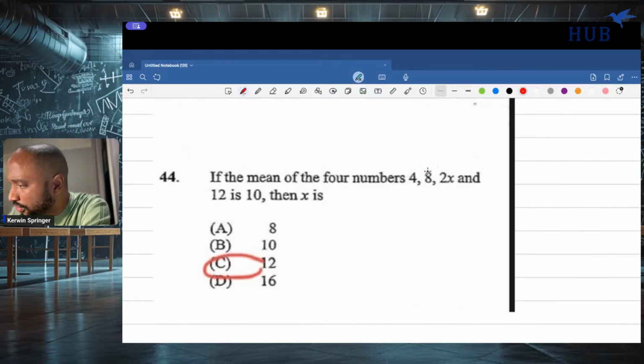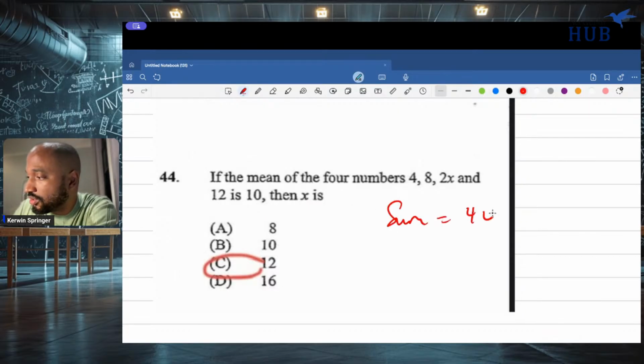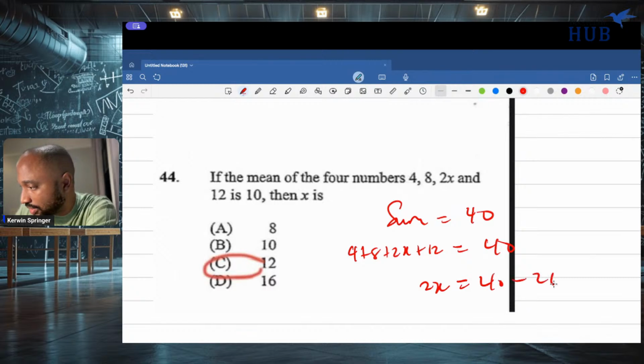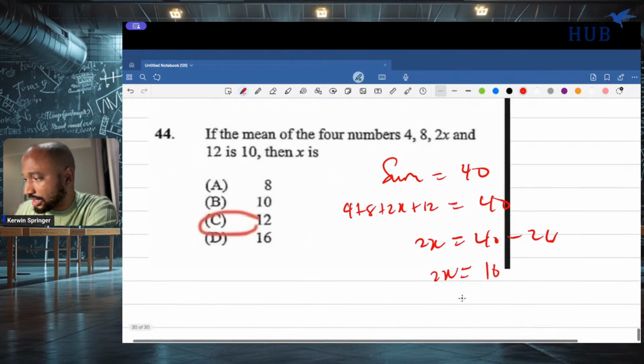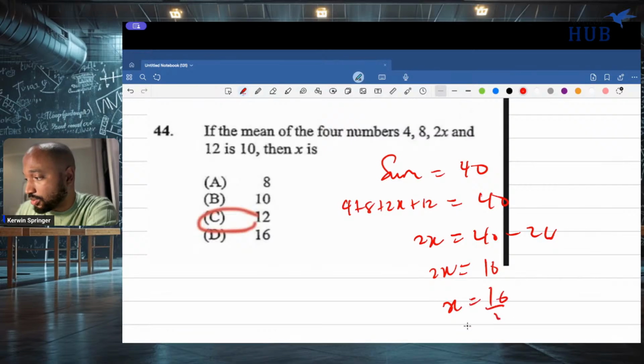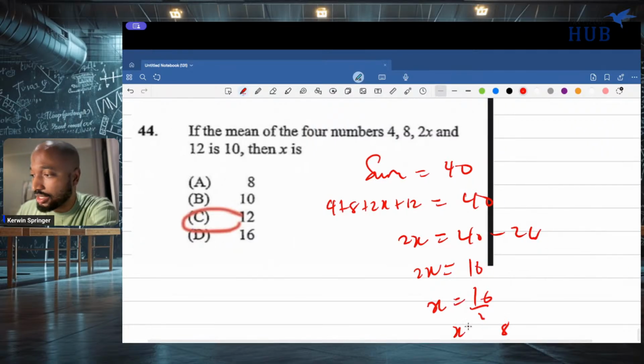If the mean of the 4 numbers is 10, then x, right? So this is one where it's different. So 4 numbers, mean is 10. So the sum is 40. So we're gonna say 4 plus 8 plus 2x plus 12 is equal to 40. The 4 numbers add to give you 40 now. So then 2x is equal to 40 minus 24. So you have 16. 2x is equal to 16. X is equal to 16 divided by 2. X is equal to 8, my brother.